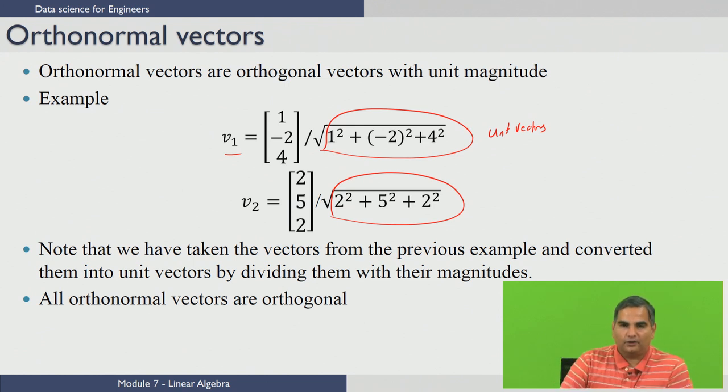The orthogonal property is not going to be lost because these are scalar constants. So while you take V1 transpose V2 or V2 transpose V1, it will still turn out to be 0. So these vectors will still be orthogonal to each other. However, now individually they also have unit magnitude. Such vectors are called orthonormal vectors, as we have defined here. Notice that all orthonormal vectors are orthogonal by definition.